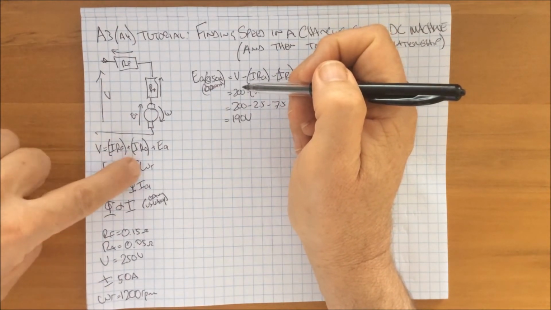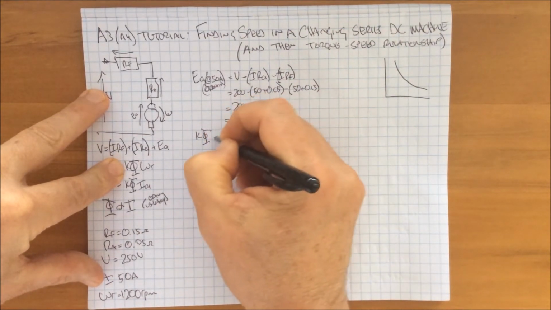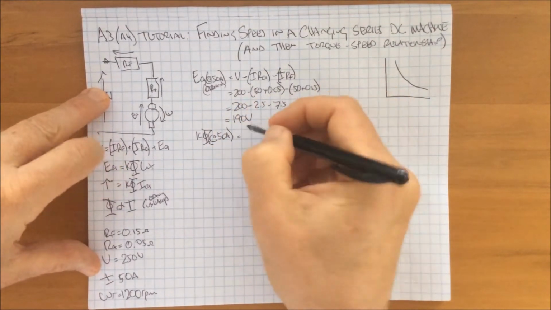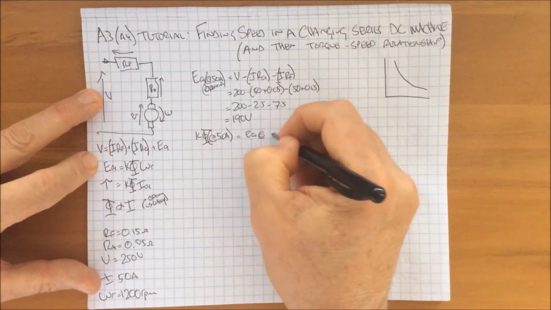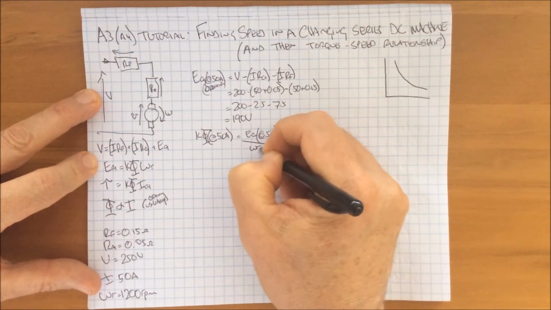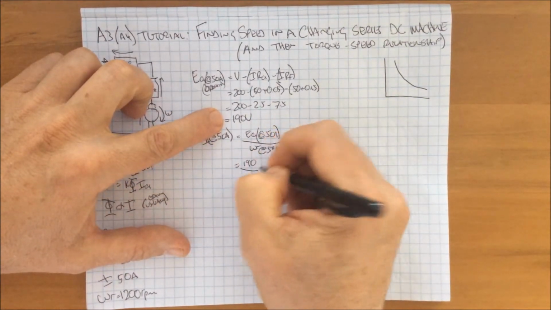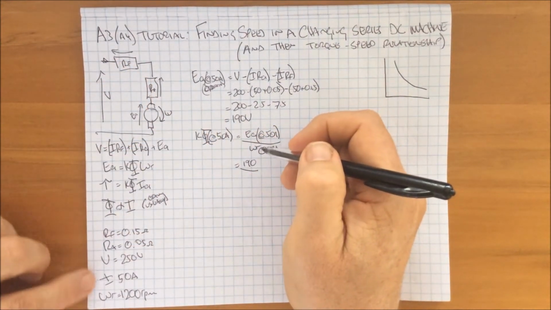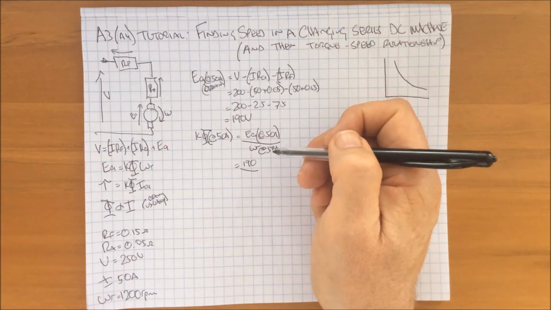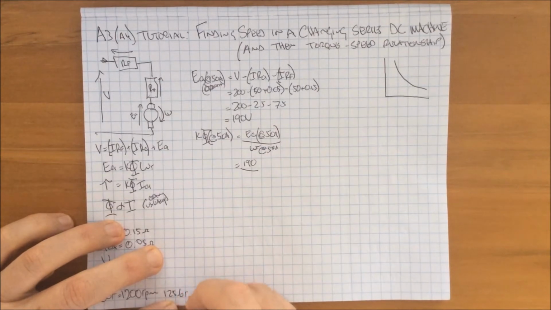What we can then do, knowing the speed, is find the current K phi. So K phi at 50 amps is the back EMF at 50 amps, again making sure we're using the right ones, over the rotational speed at 50 amps. And that is 190 over 1,200 RPM, and that 1,200 RPM is 125.6 radians per second.